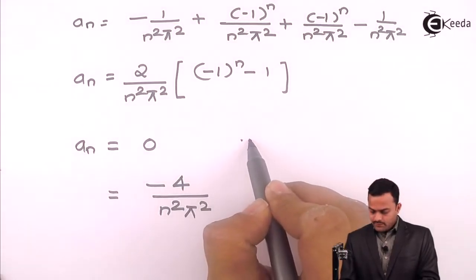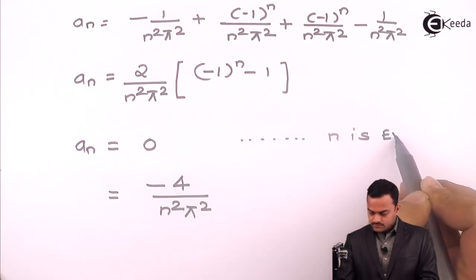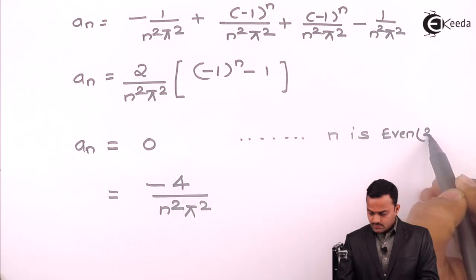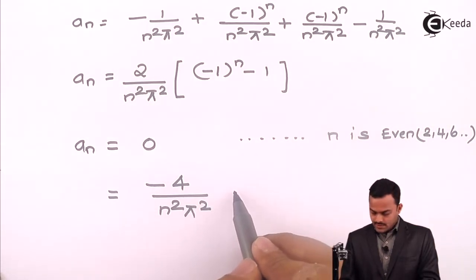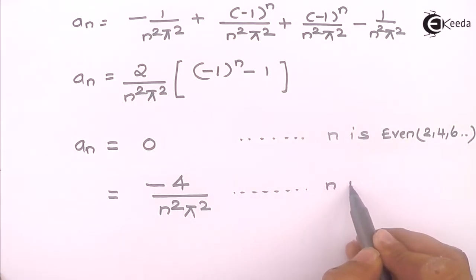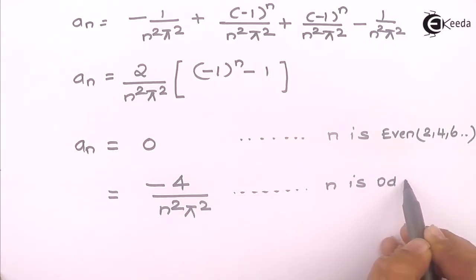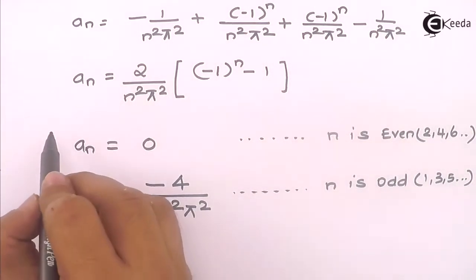square. I will get an as 0 if n is even number, means 2, 4, 6, likewise. And I am getting this answer, which is minus 4 upon n square pi square if n is odd, 1, 3, 5, like this. So this is the value of an.